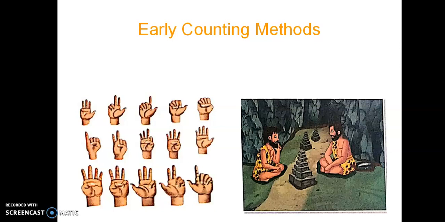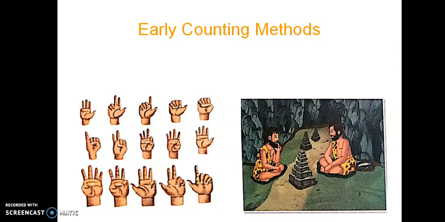So let's start. At that time, people used different techniques to count numbers. They counted on their fingers, or they used stones to calculate the numbers. So these are the counting methods. But they were only helpful to count small numbers; to do big calculations was not possible.